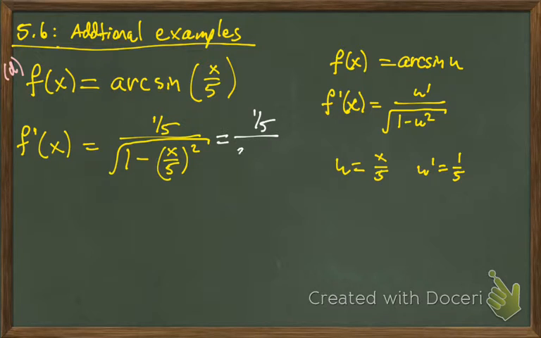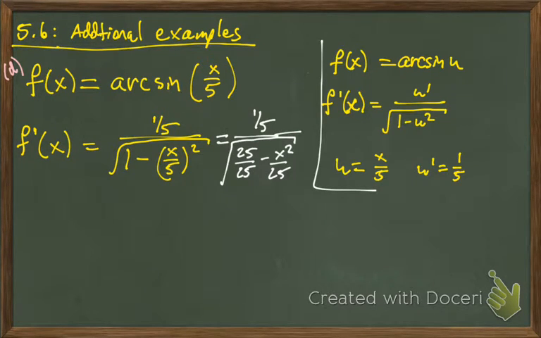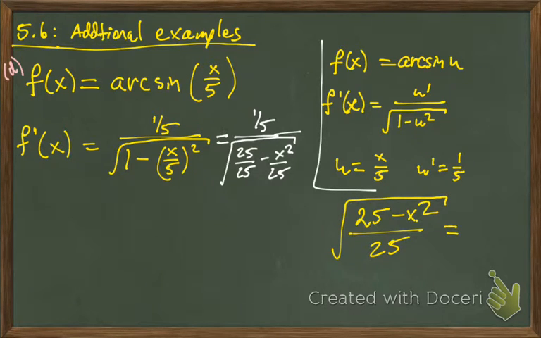We'll go ahead and make a common denominator there. 1 is the same thing as 25 over 25 minus x squared over 25, all under the square root. So we're going to get 25 minus x squared over 25, and then the square root of all of that. We can use a property of square roots and write that as the square root of 25 minus x squared, divided by the square root of 25. That's where we're going to go with that, because then we can simplify the square root of 25.